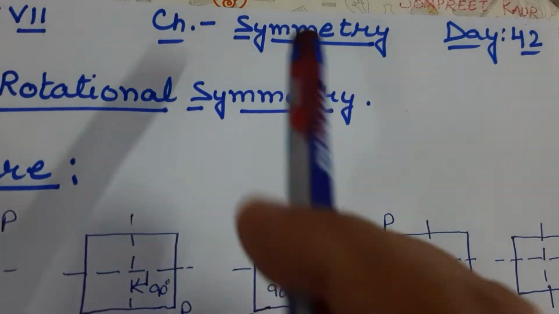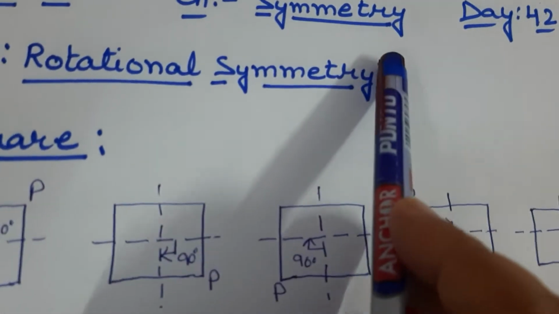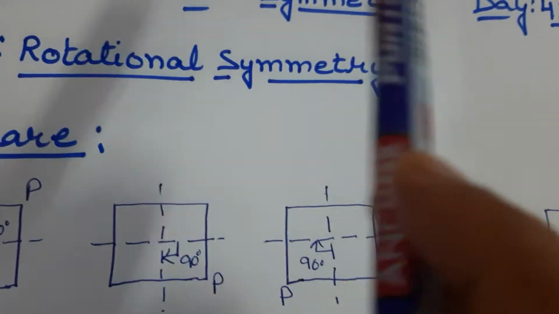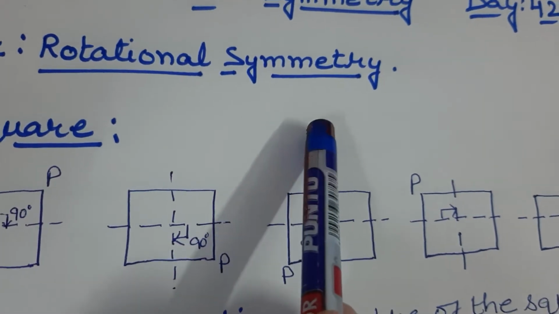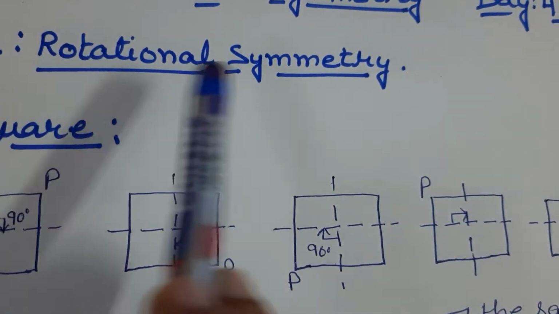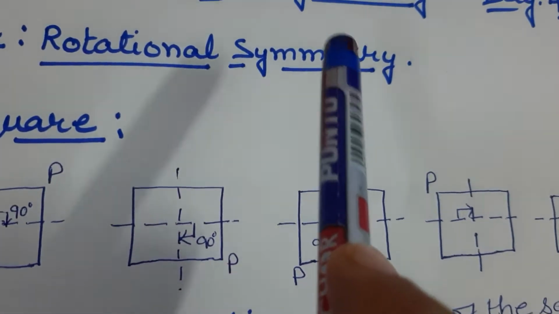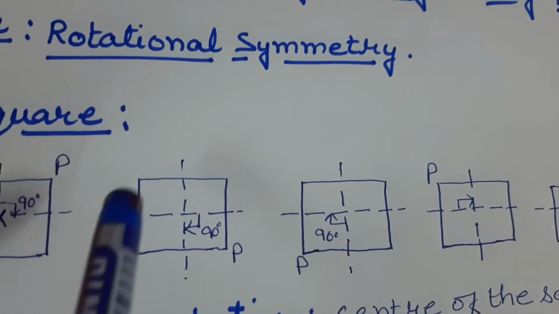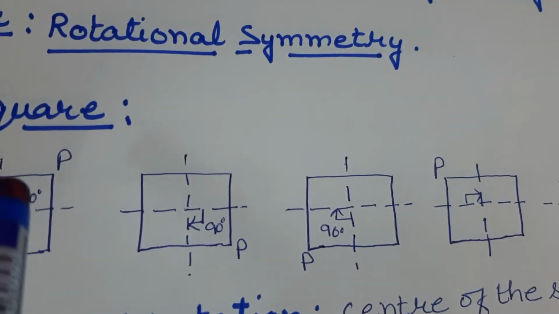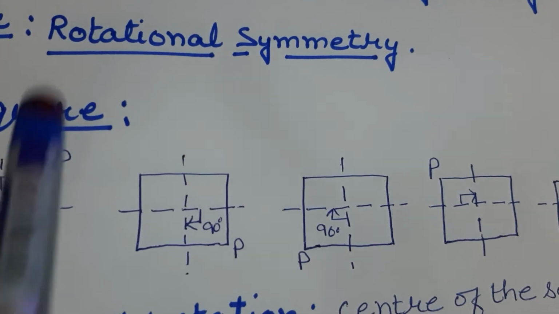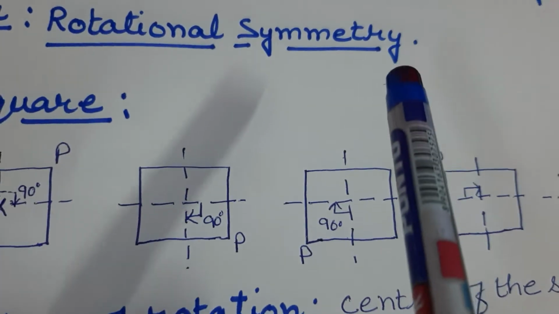So students, as you know, we are doing the symmetry chapter. Today our topic is rotational symmetry. Now, what is rotational symmetry? When any object rotates around its center, it's called rotational symmetry.